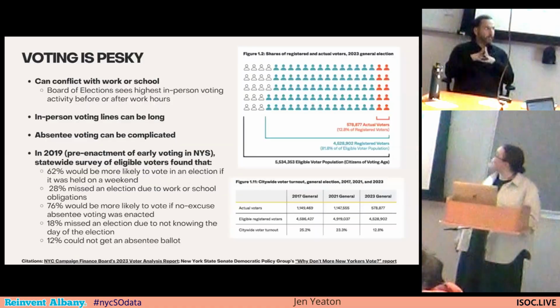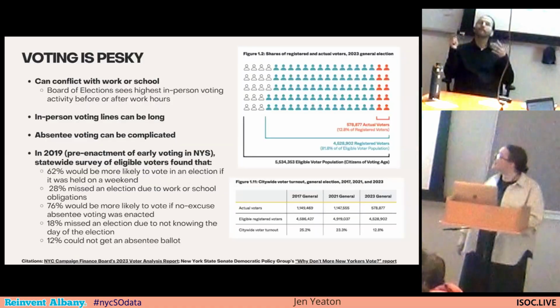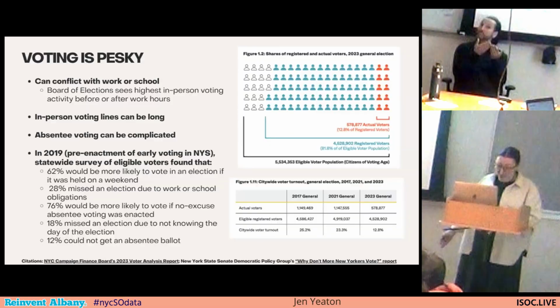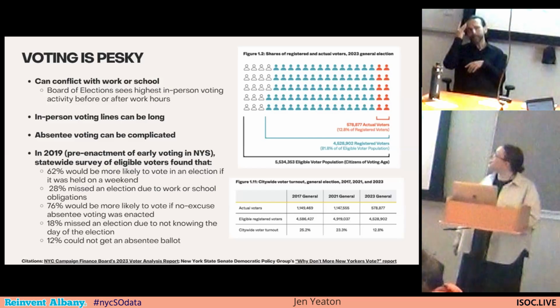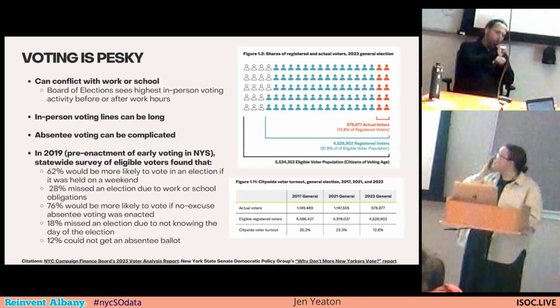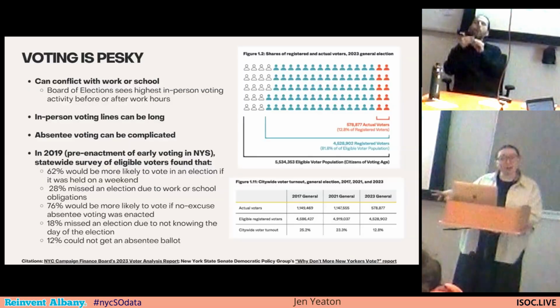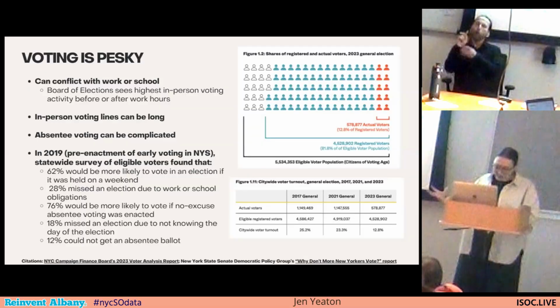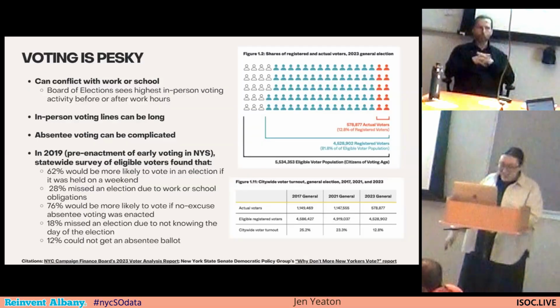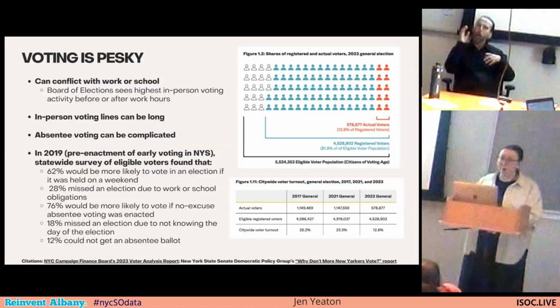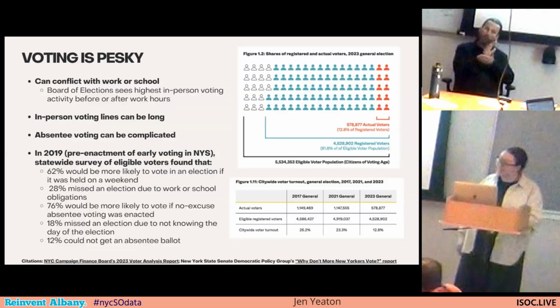Another factor that comes up in certain research is that voting is easy but a little bit annoying. It could conflict with work or school. The Board of Elections sees the highest in-person voting activity before or after work hours, meaning it's elongating people's days potentially. Lines can be long. It could be tricky or stressful to make sure you did all your paperwork correctly if you're voting absentee.